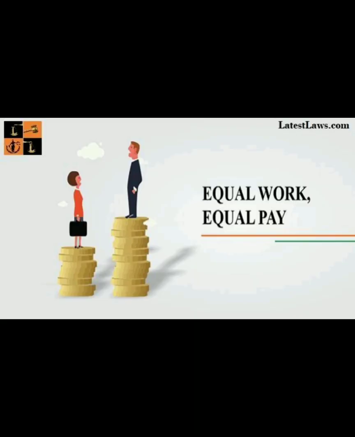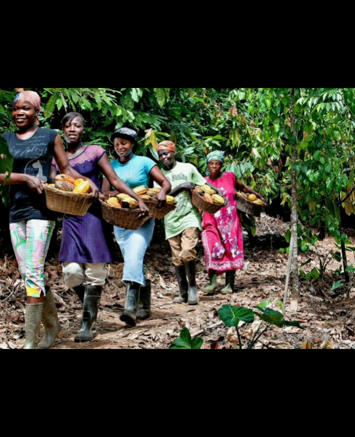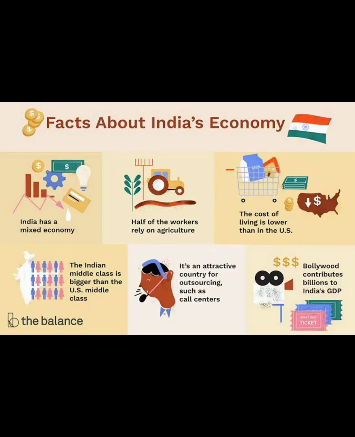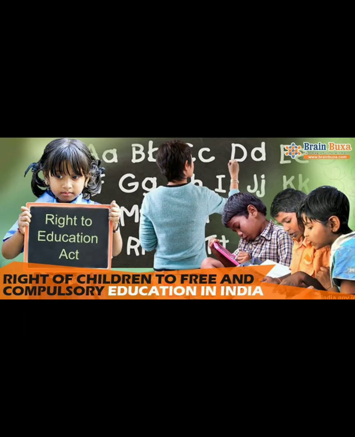They are equal pay for equal work, to secure living wage for a decent standard of life, to promote economic and educational interests of the weaker sections of the society. It provides free and compulsory education to all children up to the age of 14 years.